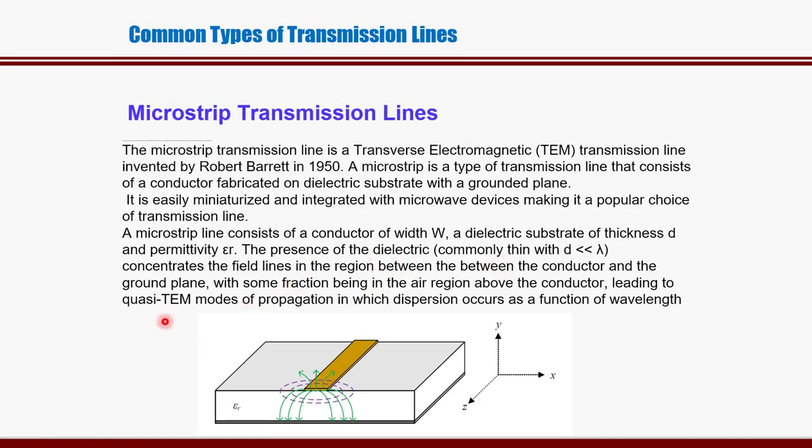The presence of the dielectric concentrates the field lines in the region between the conductor and the ground plane. So below is the ground plane, and the field is concentrated between this conductor and the ground plane, with a fraction being in the air region above the conductor, leading to quasi-TEM modes of propagation in which dispersion occurs as a function of wavelength. So a little less dispersion occurs here, and hence these are known as microstrip. The width of the strip is very small, so it is known as a microstrip transmission line.